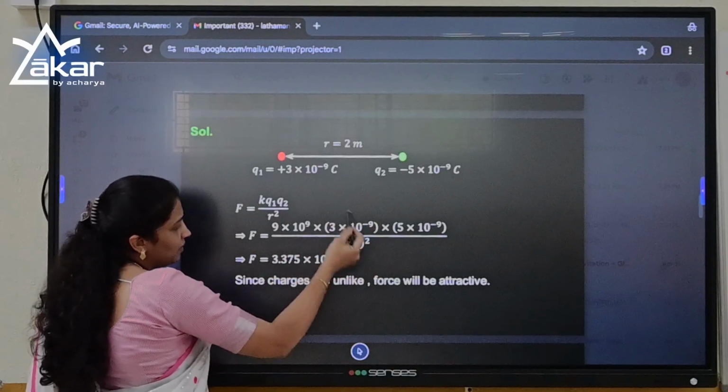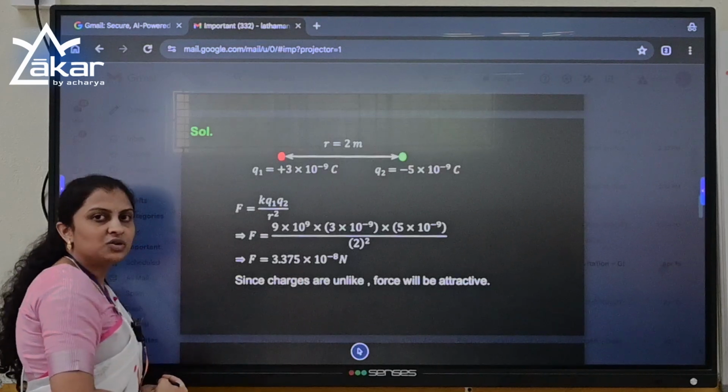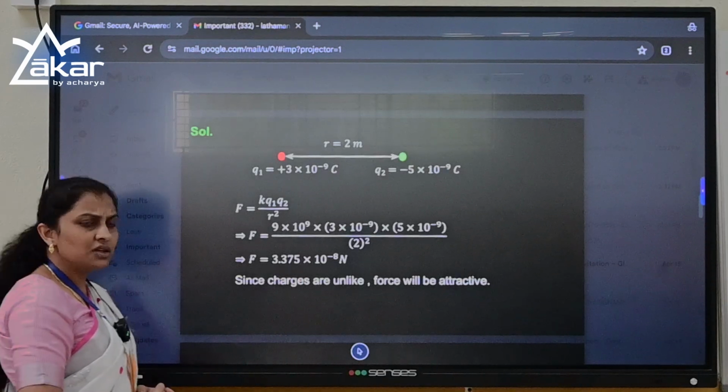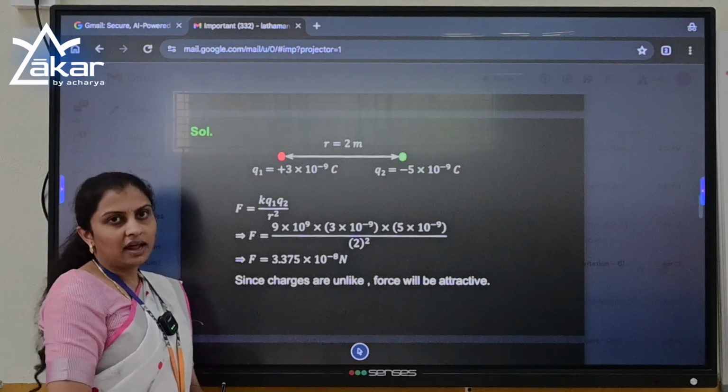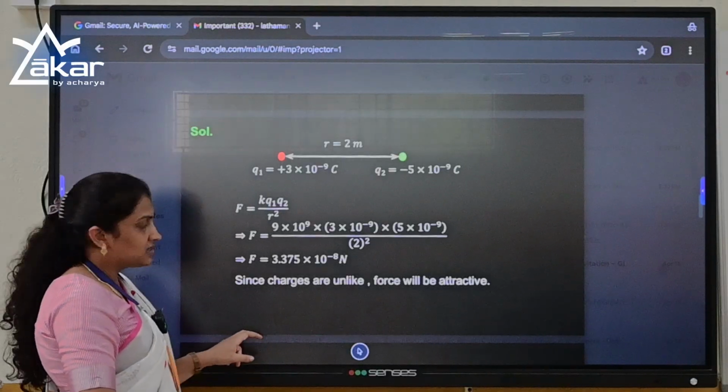So if you multiply and divide it by 4, you will get the answer 3.375 into 10 power minus 9 Newton. So since the charges are unlike, force will be attractive. So this is a good example.